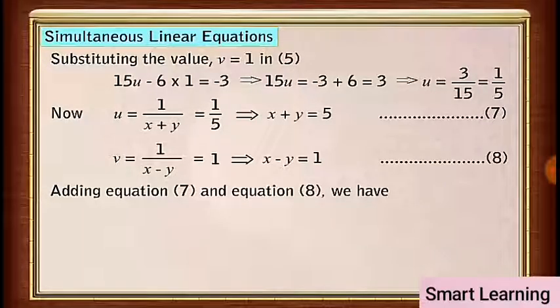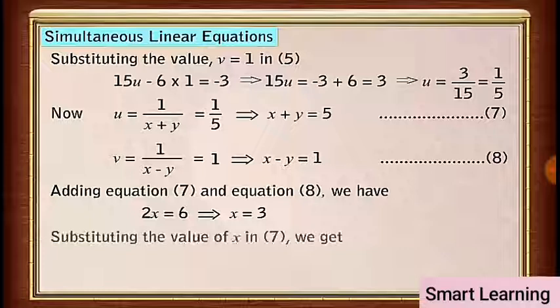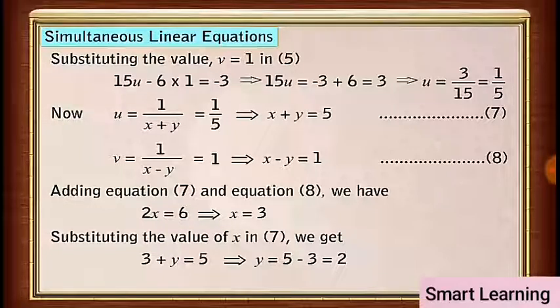Adding equation 7 and equation 8, we have x plus x is 2x and y cancels with minus y. 5 plus 1 is equal to 6, so we get 2x is equal to 6. Dividing both sides by 2, we get x is equal to 3. Substituting the value of x in equation 7, we get 3 plus y is equal to 5. This implies y is equal to 5 minus 3 is equal to 2. Hence the solution is x is equal to 3 and y is equal to 2.